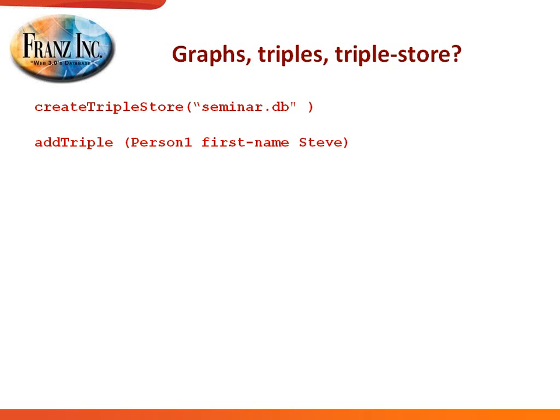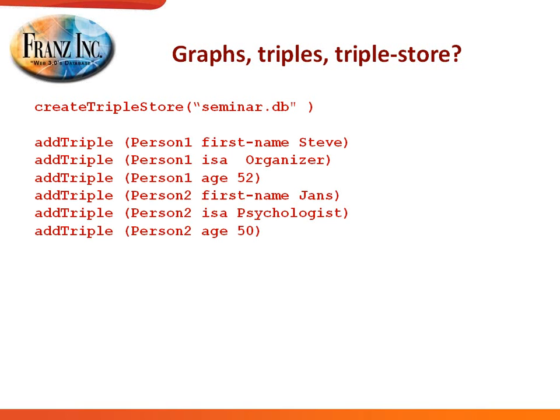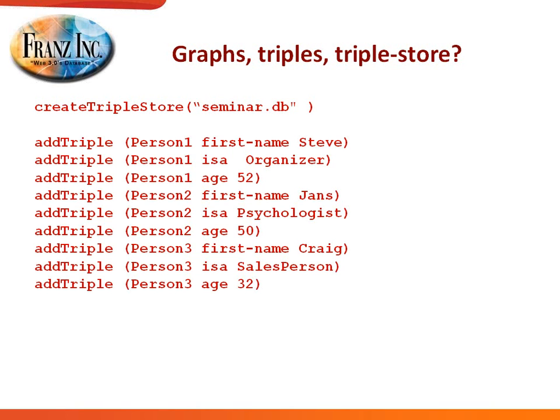Then I can add some regular data. I can say that person 1 has a first name Steve, who is an organizer, and he's 52. I can tell something about myself. I say first name Jans is a psychologist and 50. And another person who's Craig, a salesperson, and 32. So what you see is I haven't added any schema data. I just entered data. I can say whatever I want.